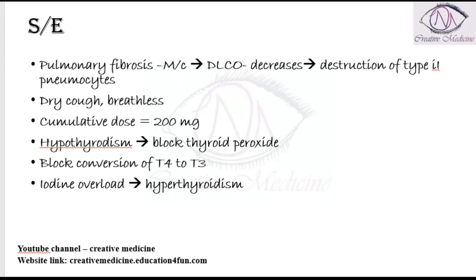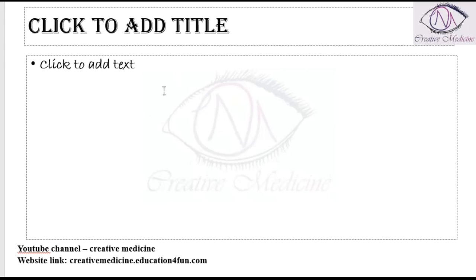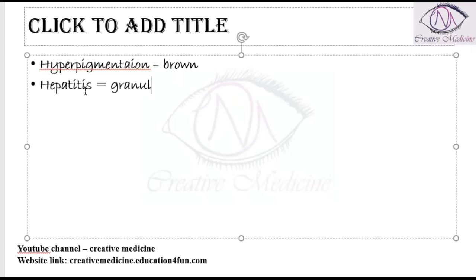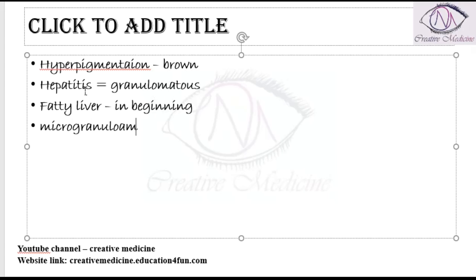Then the other side effects of amiodarone: it can cause hyperpigmentation, especially brown hyperpigmentation. It can cause hepatitis, that is, granulomatous hepatitis. It can cause fatty liver, especially in the beginning. Then amiodarone can lead to the formation of microgranuloma and it can cause cirrhosis in the patients.